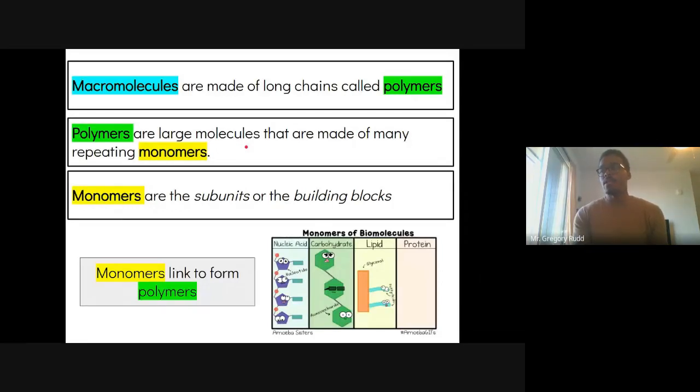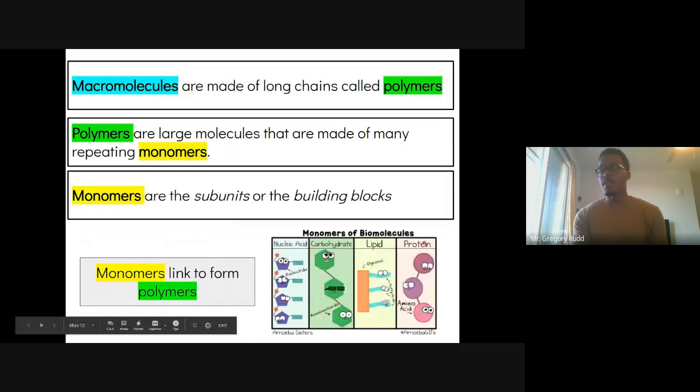So nucleic acids are made up of monomers called nucleotides. Carbs are made up of monomers called monosaccharides. Lipids are made up of glycerol and fatty acids, and proteins are made up of amino acids. And we'll talk about that again a lot over the next few days.